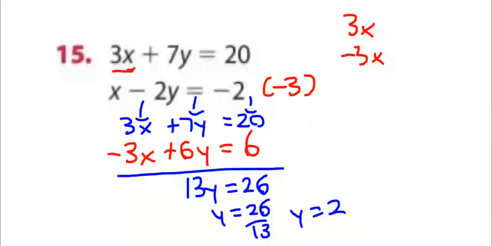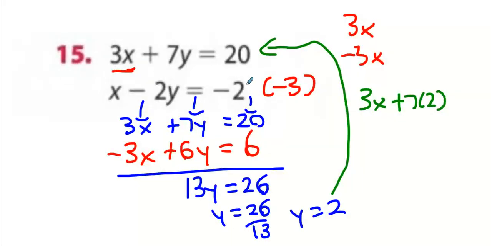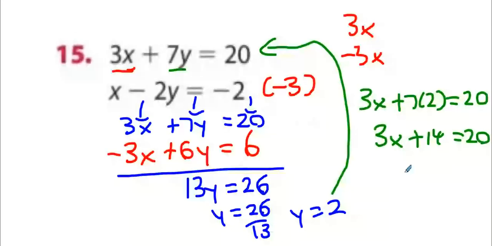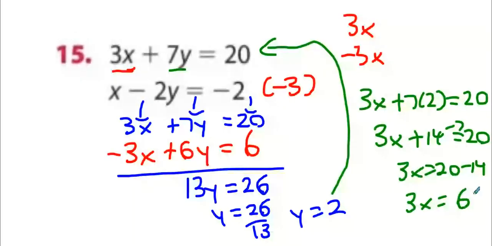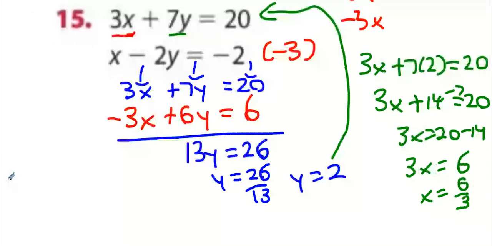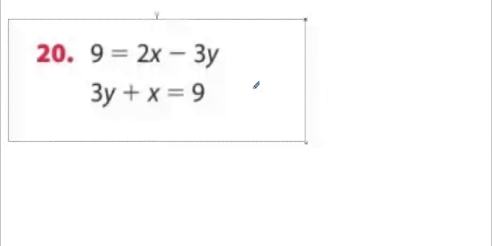And then I'm going to sub that into the original equation here. I'm going to do 3 times x plus 7 times 2, because 7y is 7 times 2, equals 20. 3x plus 14 equals 20. 3x equals 20, take away your 14. 3x equals 6. And then x equals 6 divided by 3. And x equals 2.